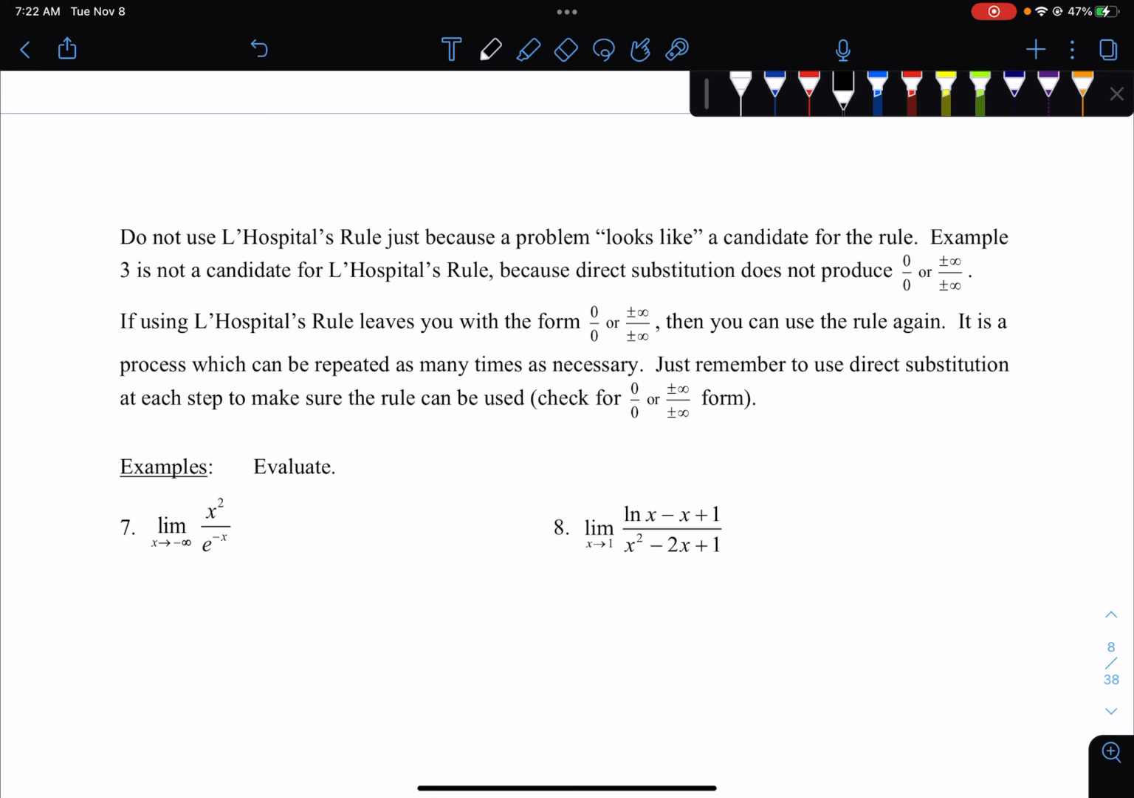A little note here. Just because a problem looks like a candidate for the rule doesn't mean it is. So you have to check and make sure that it actually gives you one of those forms, 0 over 0 or infinity over infinity. The nice thing about L'Hopital is you can use it more than once. As long as you keep getting those indeterminate forms, you can keep using it again and again.